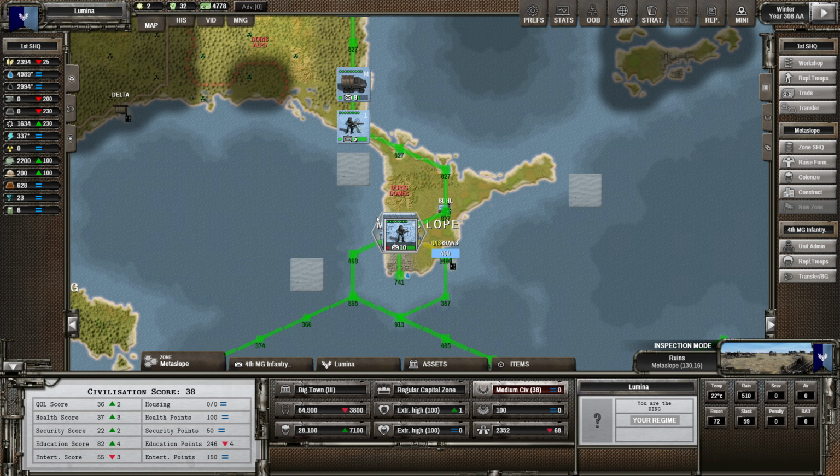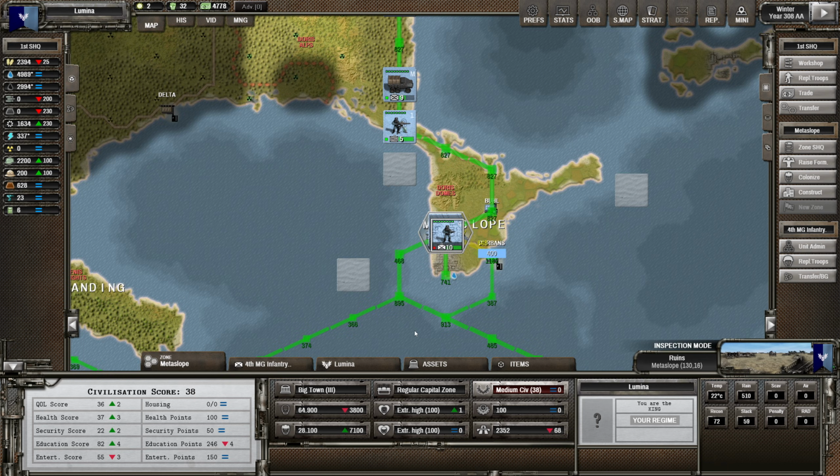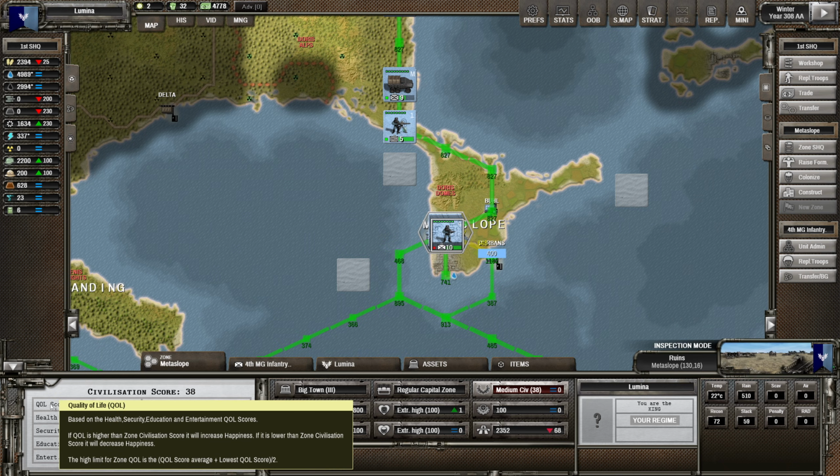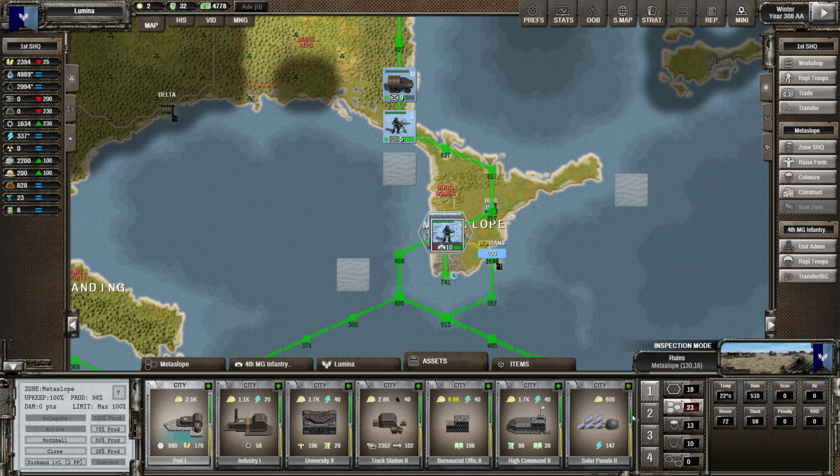I think if you've got a free movement policy, if you've got a really high civilization score, people may come from other zones. I'm not certain about that. You'll have to ask somebody who's more expert than me, but I think that's how it works. Civilization score is mostly calculated from quality of life. So a quality of life comes from the assets that you've got that produce quality of life points.